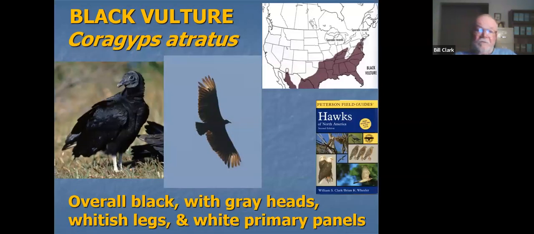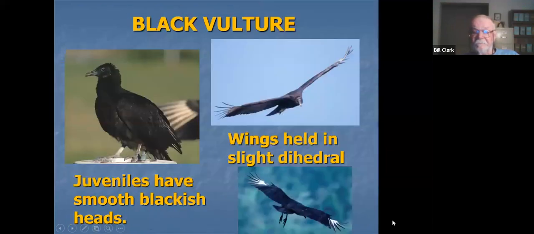Now we'll look at the black vulture. This bird is about the same size as the turkey vulture, but the wings and the tail are not as large in area, so it has a higher wing loading. Wing beat is much stronger and less flexible. They're generally eastern and southern birds. They don't have a red head. The juveniles have a blackish smooth head.